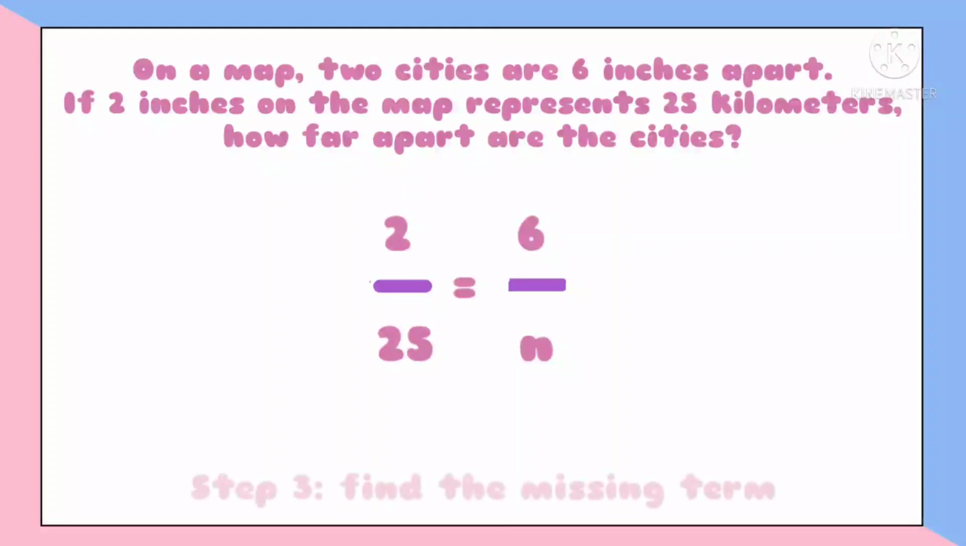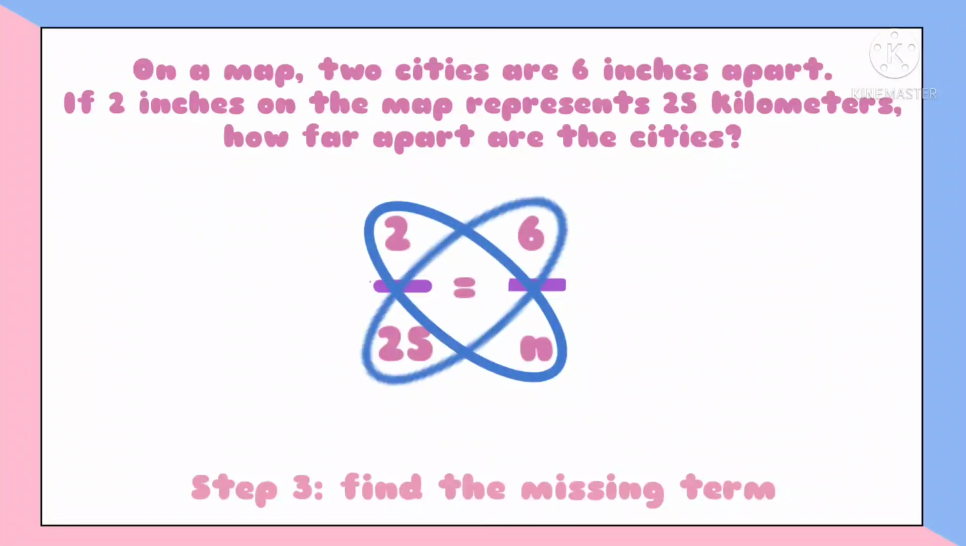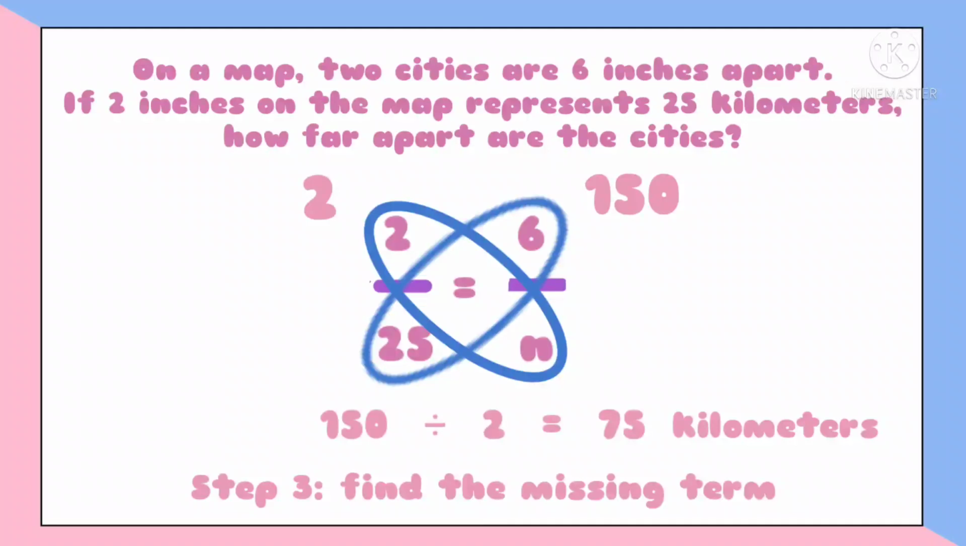Now, let's try to find the missing term. To find the missing term, we are going to use the cross multiplication method. 2 times n equals 2n, but we are only writing 2 instead. 25 times 6 equals 150. Now let's divide. 150 divided by 2 equals 75. That means the cities are 75 kilometers apart.